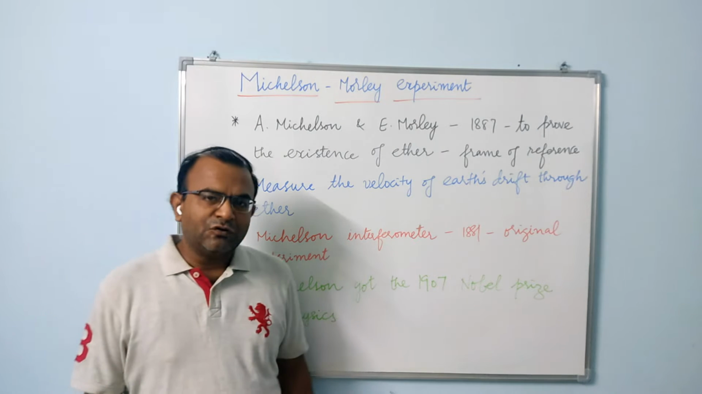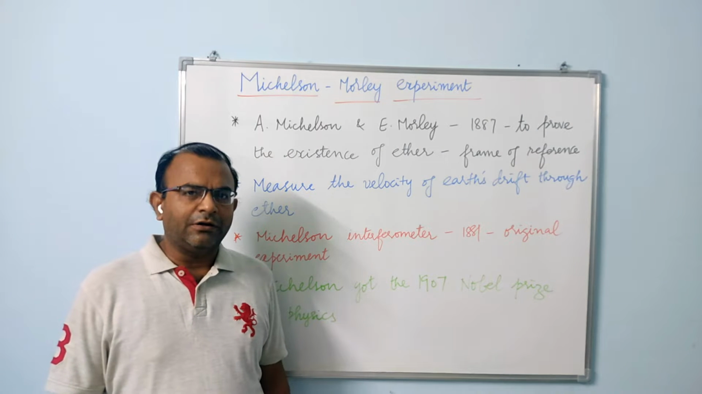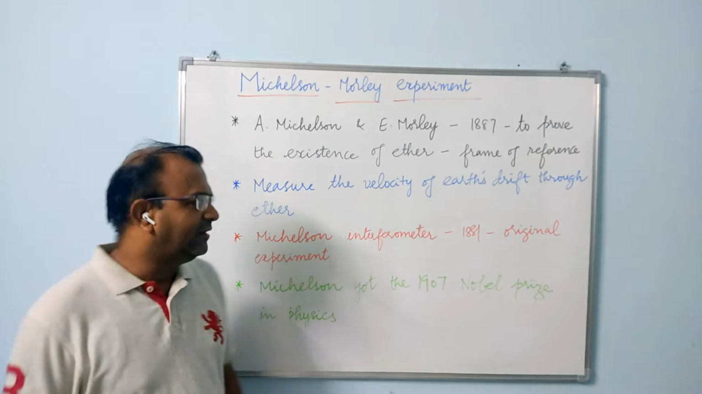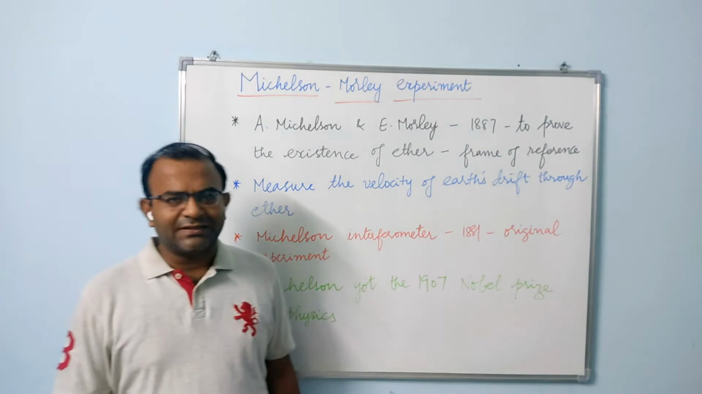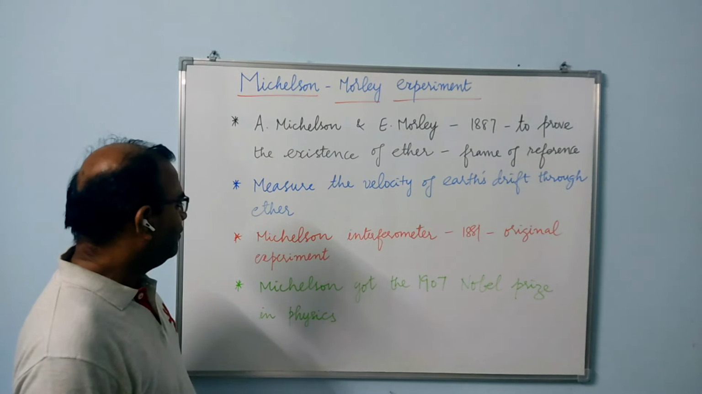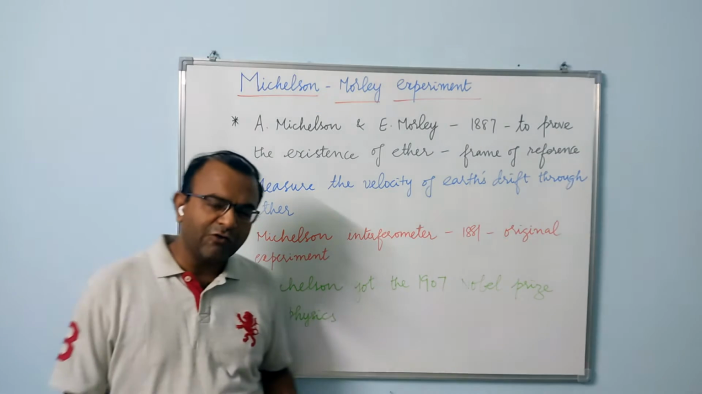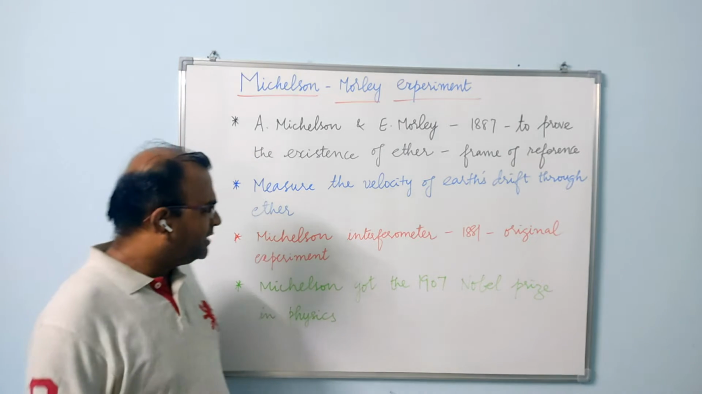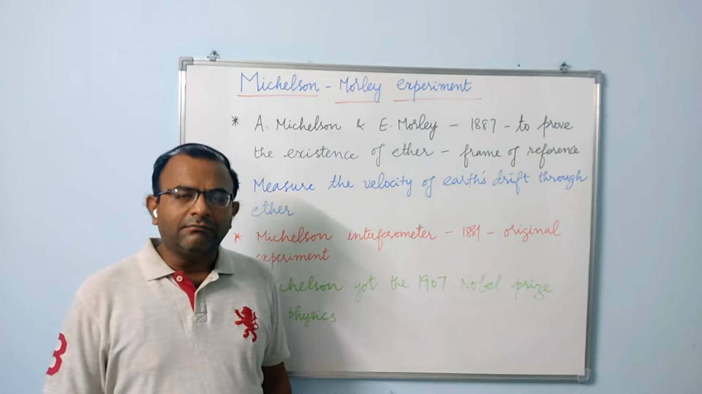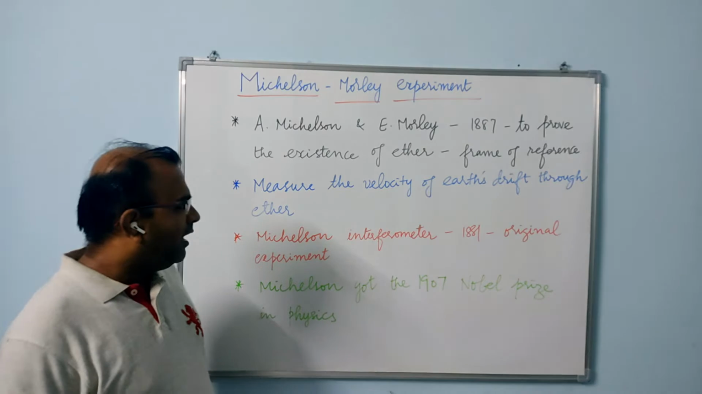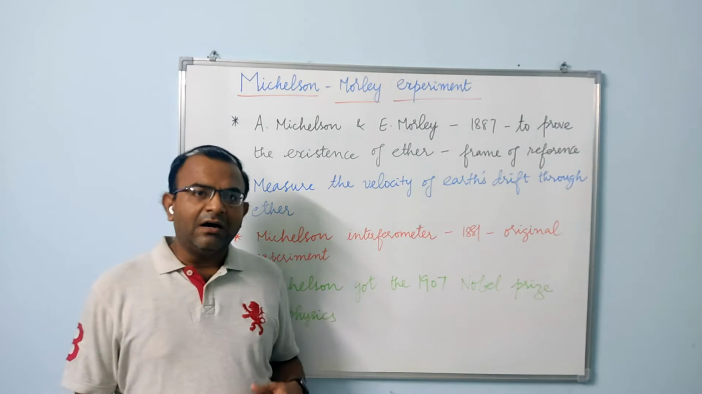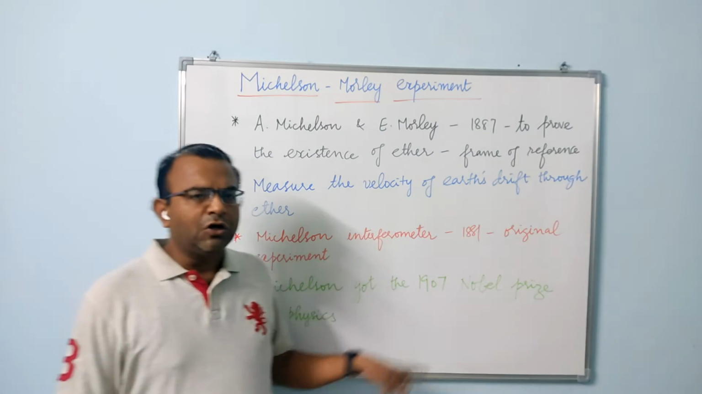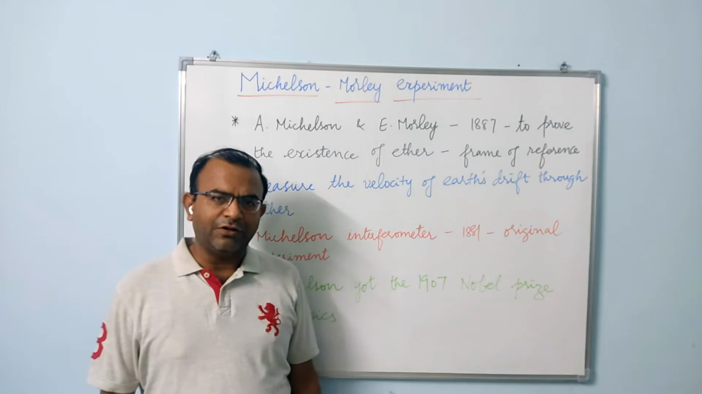The idea of this experiment was to measure Earth's motion through the ether, that is, Earth's drift velocity through this hypothetical medium ether, and that would help to establish it as a universal frame of reference. This experiment uses an instrument called the Michelson Interferometer, which had originally been designed by Michelson during his PhD, and he had performed an original experiment using that device in the year 1881 to measure the Earth's drift through ether.